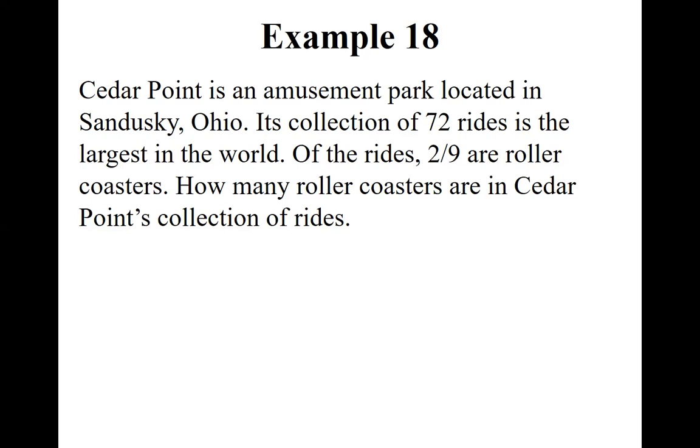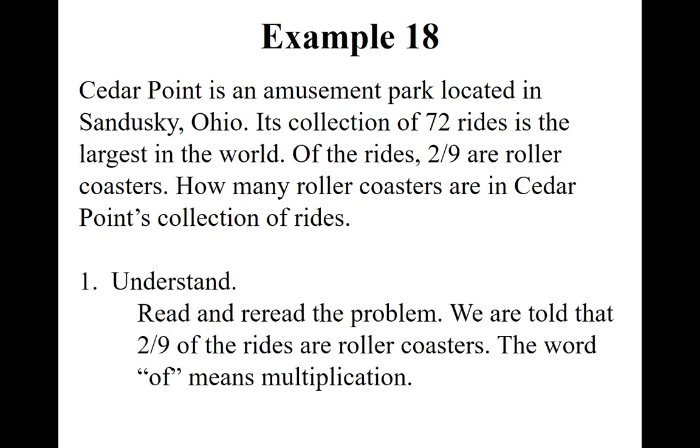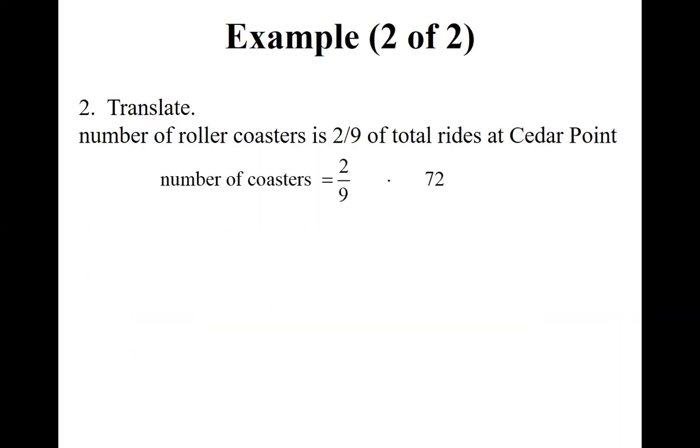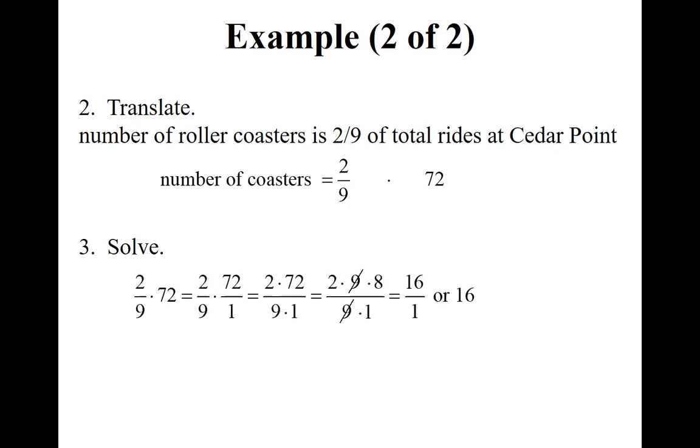So, remember our list of keywords. Of was a multiplication word. 2/9 of 72 means that we have 2/9 times 72. So let's solve 2/9 times 72. 72, recall, would be 72/1 as a fraction. Once we have 72/1, we can multiply across the top and multiply across the bottom. 2 times 72 over 9 times 1.